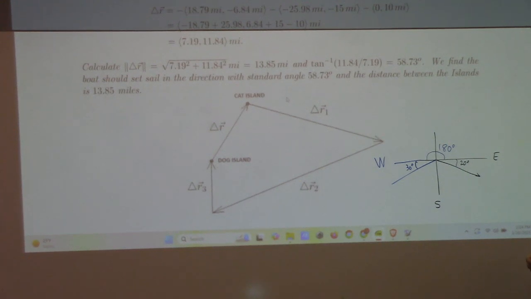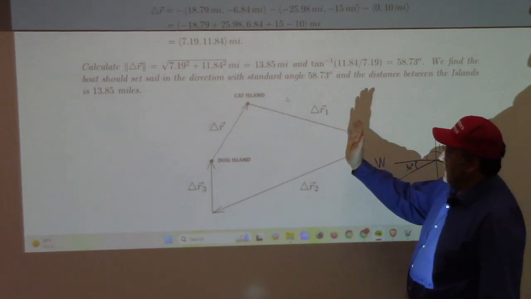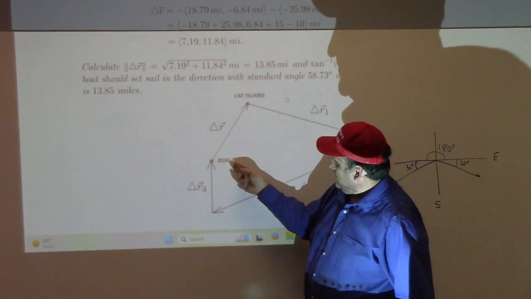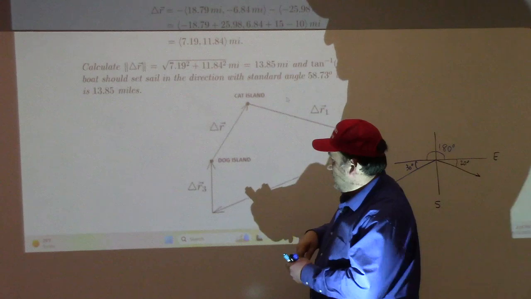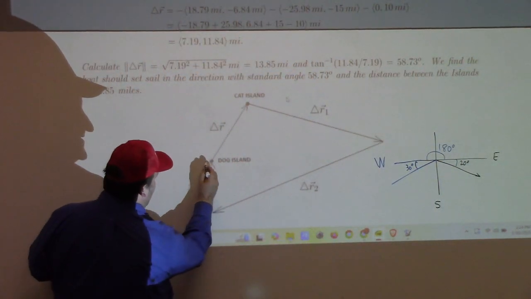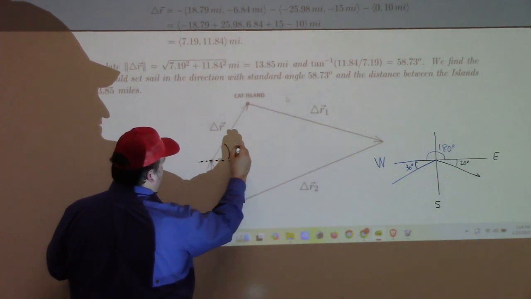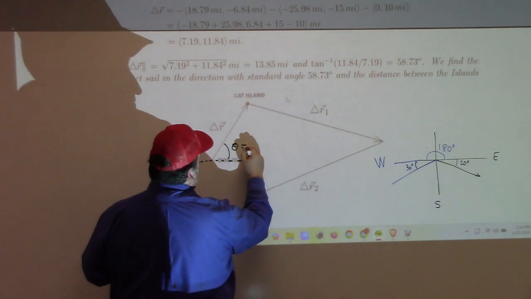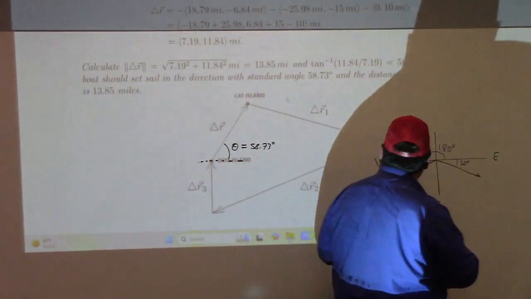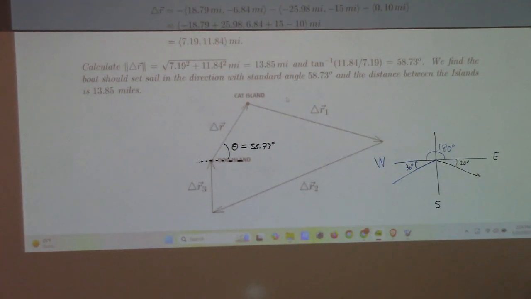And so what's the angle here? Well, I can figure that out, right? It should be this angle here. I guess I can draw it. This angle here, right, works out to 58.73 degrees when we work out the details here. Because that's inverse tangent of like 11.84 divided by 7.19.